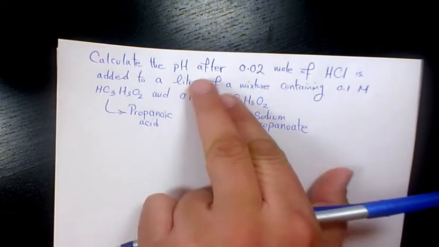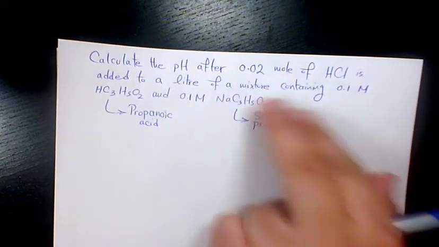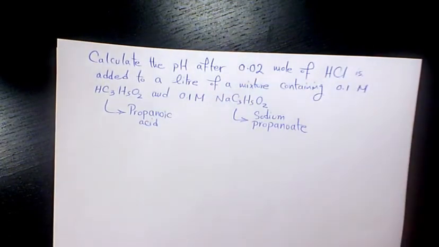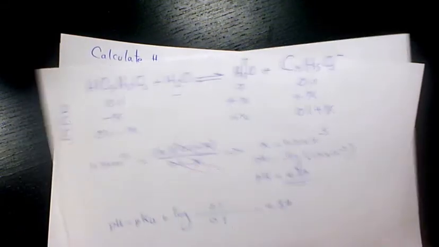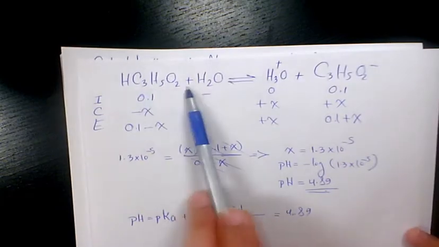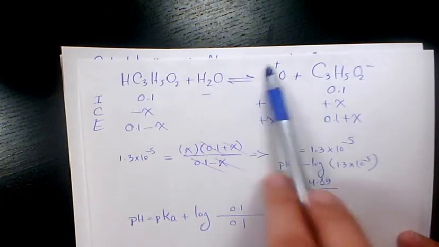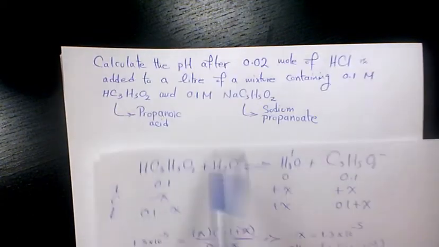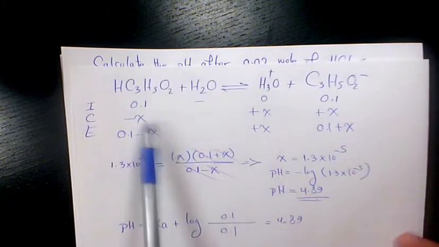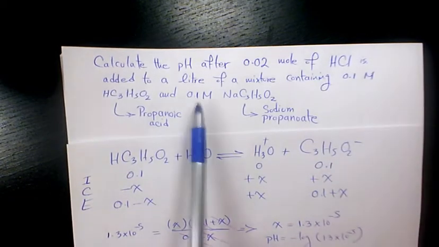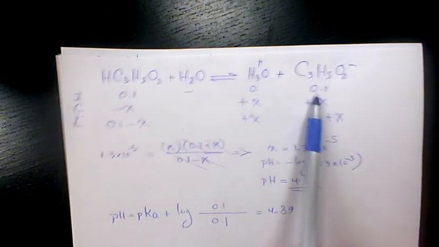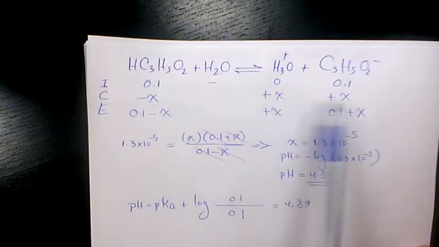So let's find out what is the pH of this buffer solution before addition of this acid. We already calculated it in the other example. I'm gonna just show you again. We had this acid plus water giving hydronium ion plus the conjugate base. The initial concentration is 0.1 molar of acid, 0.1 molar of the conjugate. So we have 0.1, 0 and 0.1. Change is going to be negative x, x and x for the products.